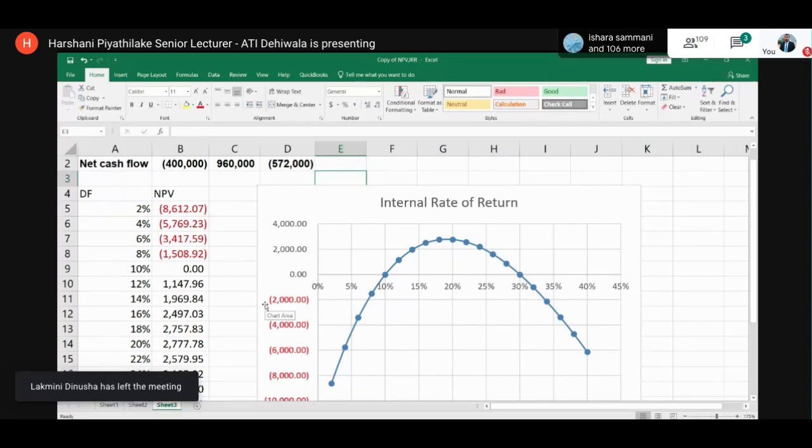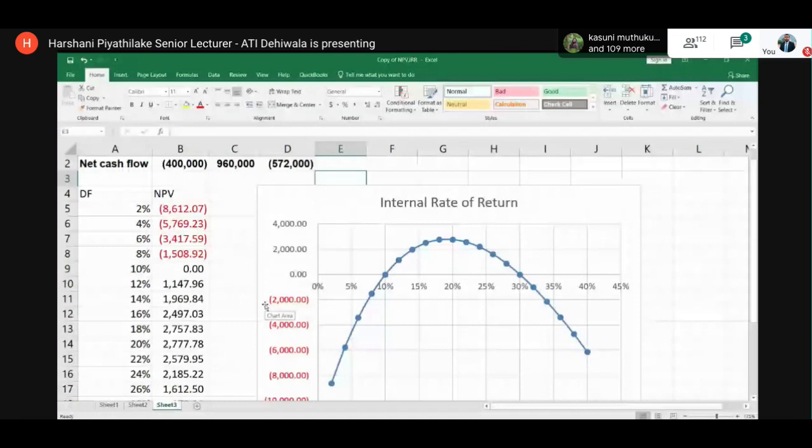Right, now it's over. If you have different cash flows, you can calculate using the NPV and IRR formulas. Otherwise, if you have different cash flows, using NPV by creating a graph, you can get the IRR amounts, the IRR percentage.